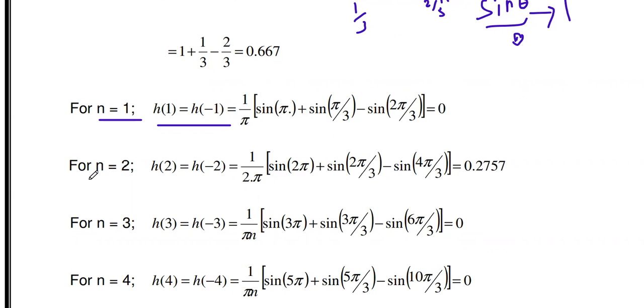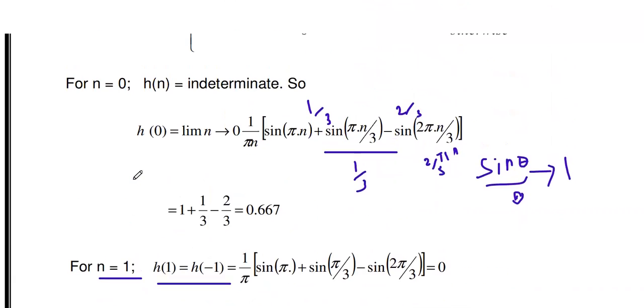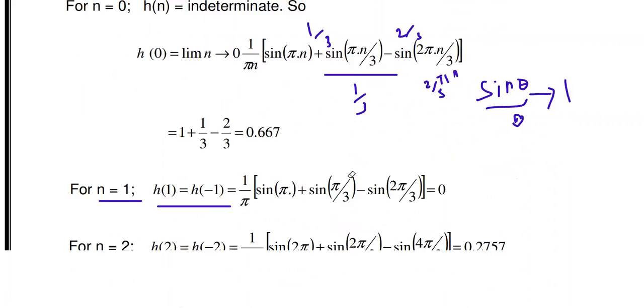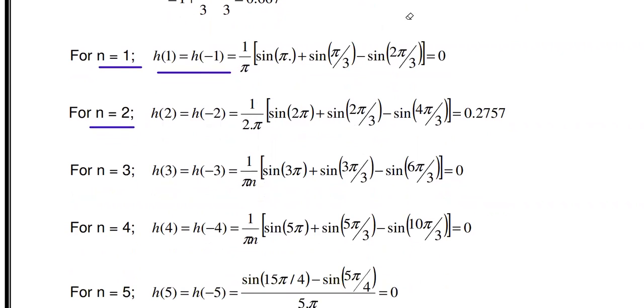Similarly, for n equal to 2, you just substitute n equal to 2 in our h of n equation. So you see, this is the h of n equation. In this equation, you just substitute n equal to 2. So we get 1 by 2 pi, sine 2 pi plus sine 2 pi by 3 minus sine 4 pi by 3. So the answer is 0.2757. Similarly for n equal to 3, you calculate. So the answer is 0.